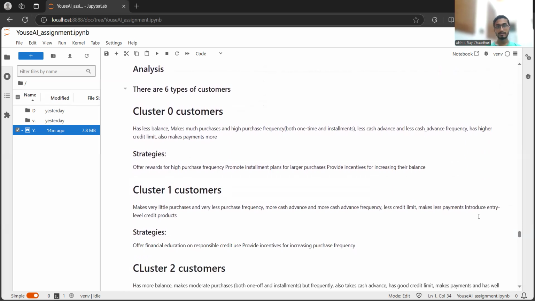Cluster 0 has less balance, makes more purchases, has high purchase frequency, and takes less cash advance. So for cluster 0, we can offer rewards for higher purchase frequency because they have the highest purchase frequency, and we can encourage them to keep purchasing as well.